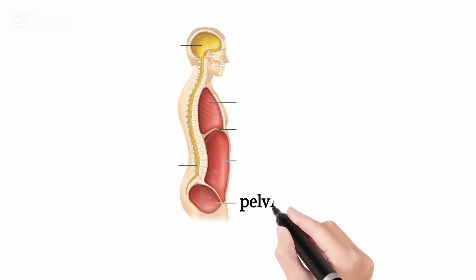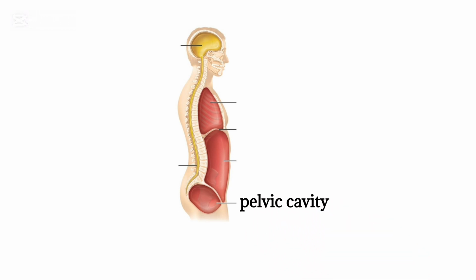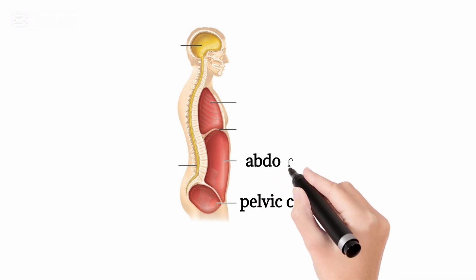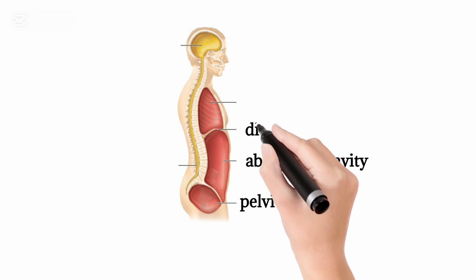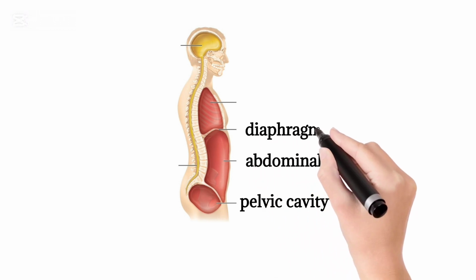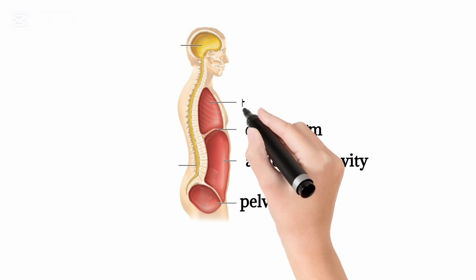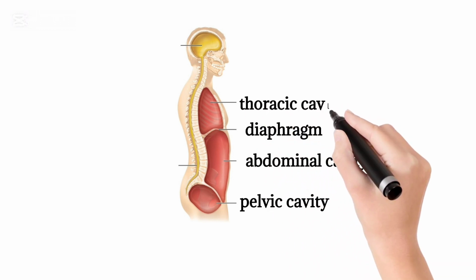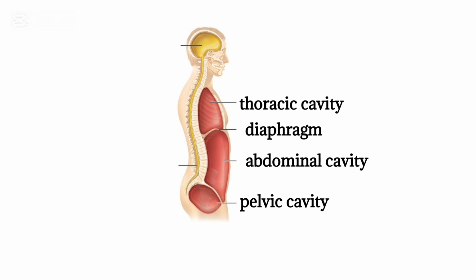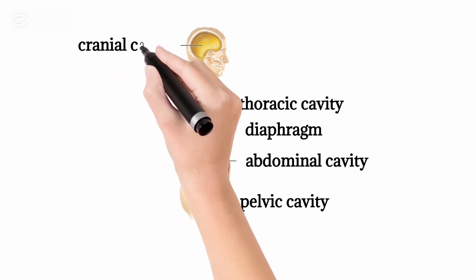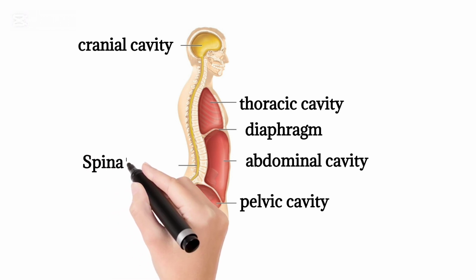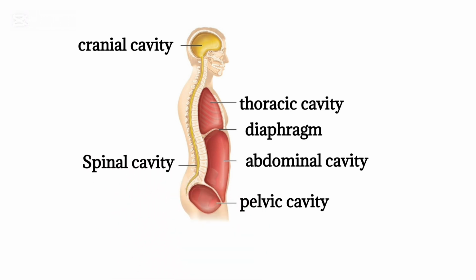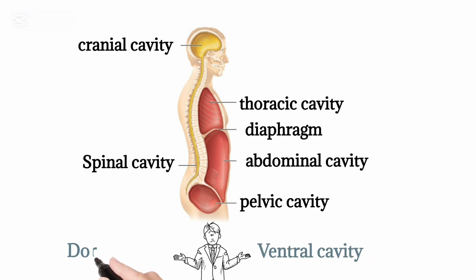This diagram shows all the cavities that I've mentioned. The pelvic cavity, which houses the reproductive organs. The abdominal cavity houses the digestive organs, the spleen, and the kidneys. And then the diaphragm, which separates the thoracic cavity from the abdominal cavity, and the thoracic cavity itself. The cranial cavity, which houses the brain and the meninges. And then the spinal cavity.